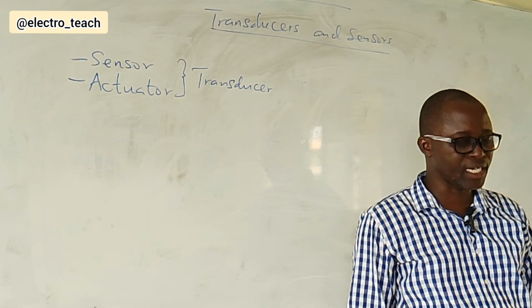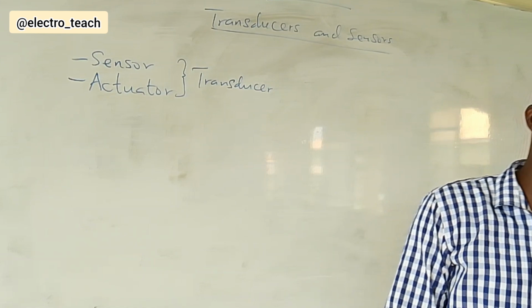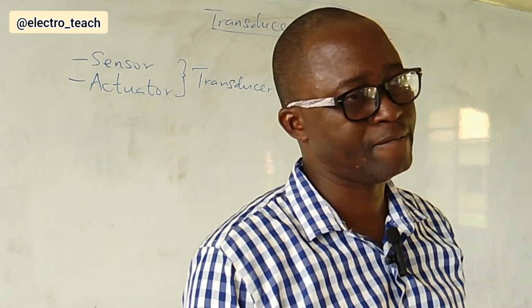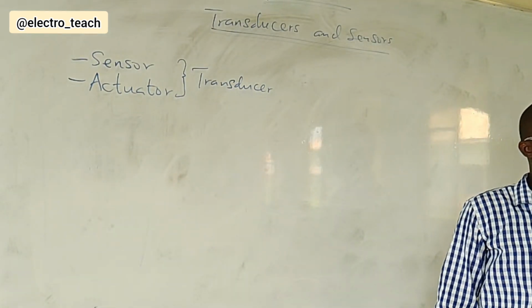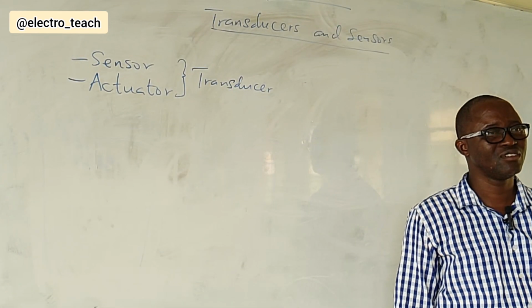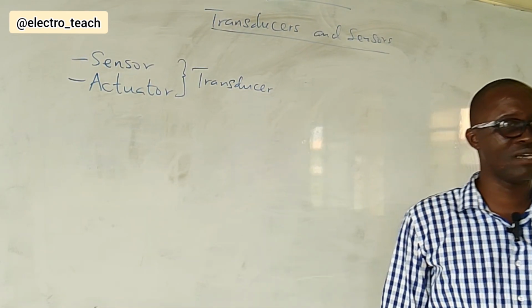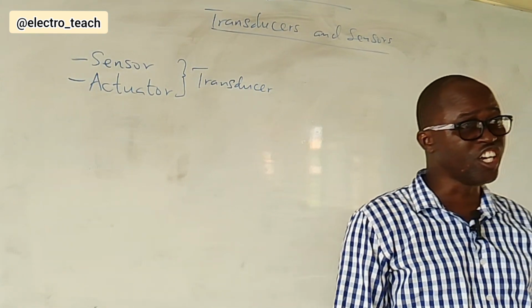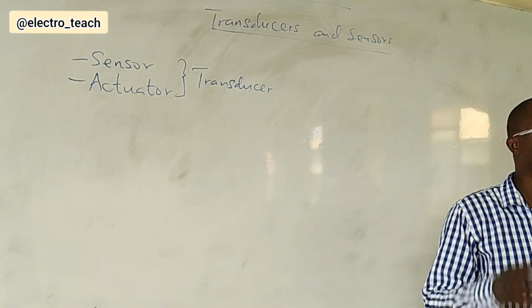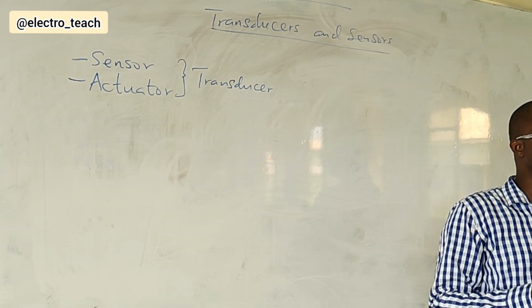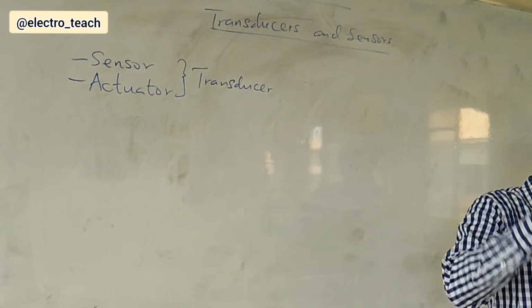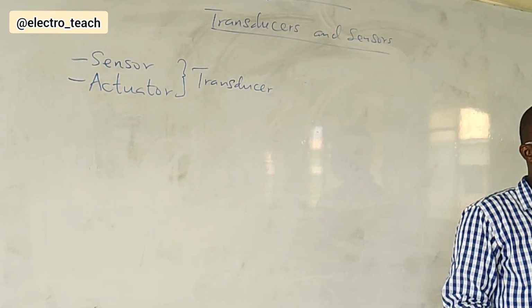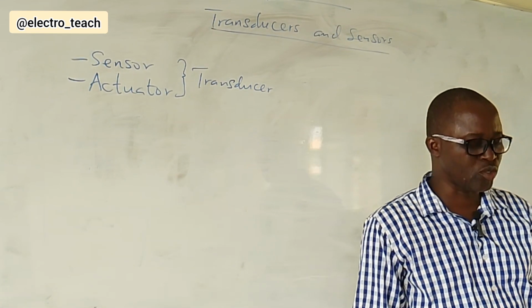Now let's look at an example. An example of a sensor is a thermometer. Everybody knows what a thermometer does, isn't it? What does it do? It measures the temperature, that is the degree of hotness or coldness of a body. So in that case, if you use the thermometer in that manner, thermometer is actually a sensor. Now what about actuator?